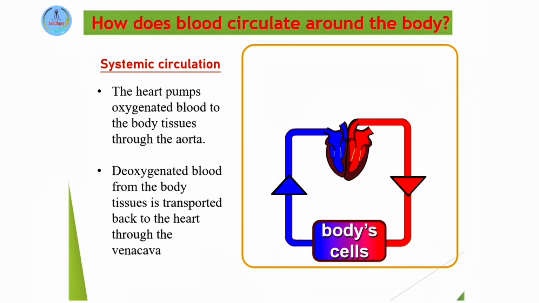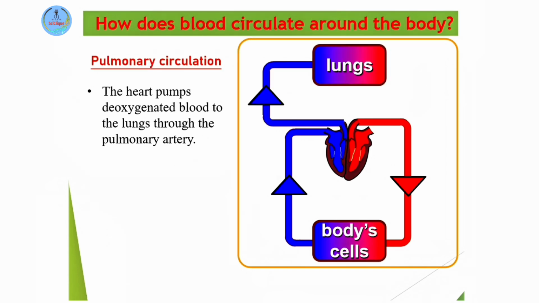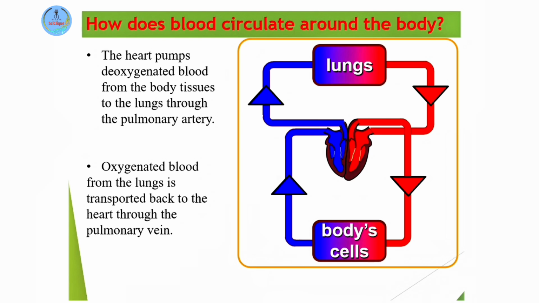When it comes to pulmonary circulation, this involves the pulmonary vessels, the pulmonary artery and the pulmonary veins. So we're going to start here. Remember, deoxygenated blood has just been transported back to the heart. This blood is then going to be pumped by the heart to the lungs through the pulmonary artery. Why is it being taken to the lungs? For oxygenation, of course. The next bit involves the pulmonary vein. The pulmonary vein is going to transport oxygenated blood from the lungs back to the heart. And this is simply how circulation of blood occurs in our body.